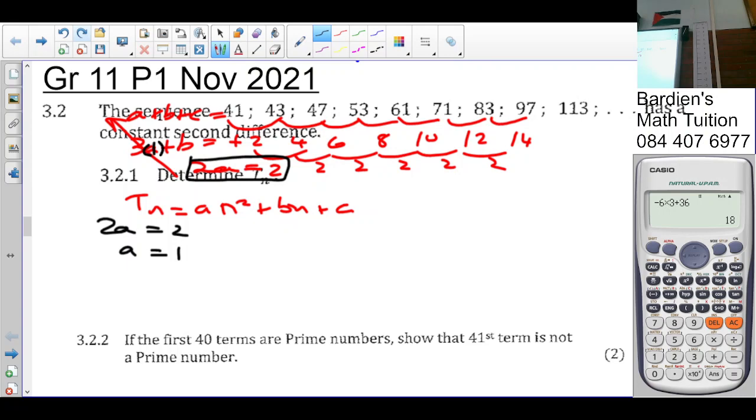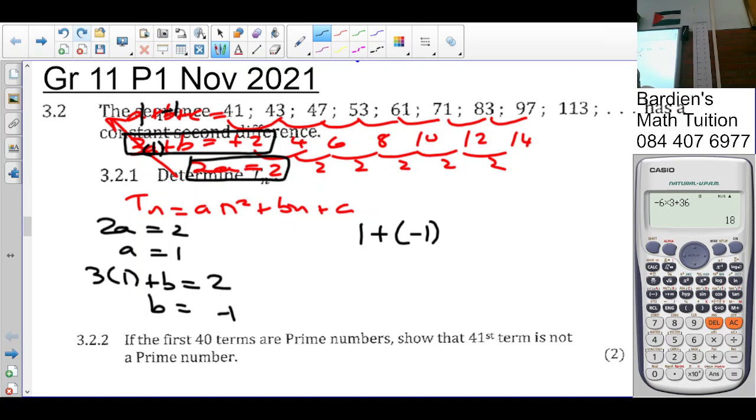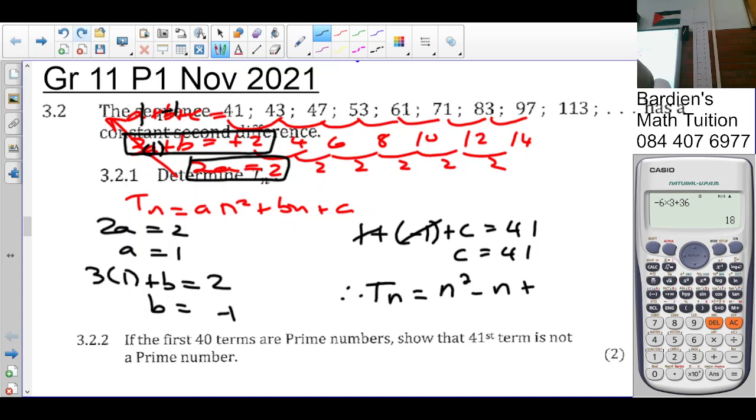So a is now 1, don't forget. So it's 3 times 1 plus b equals 2. So b works out to be negative 1. So I now say 1 plus negative 1 plus c is equal to 41. That cancels, so c is equal to 41. Therefore, the general term is Tn equals n squared minus n plus 41.